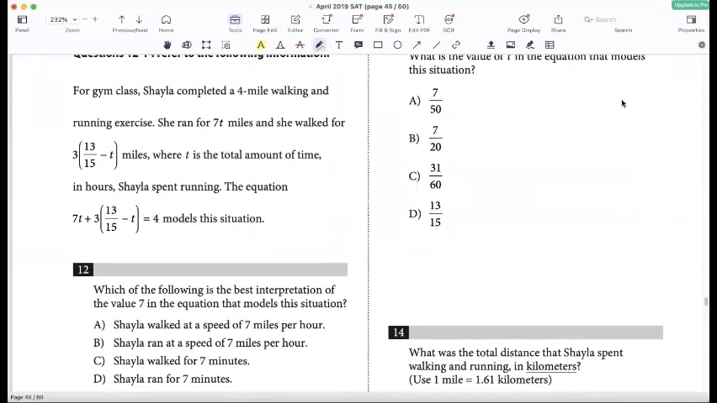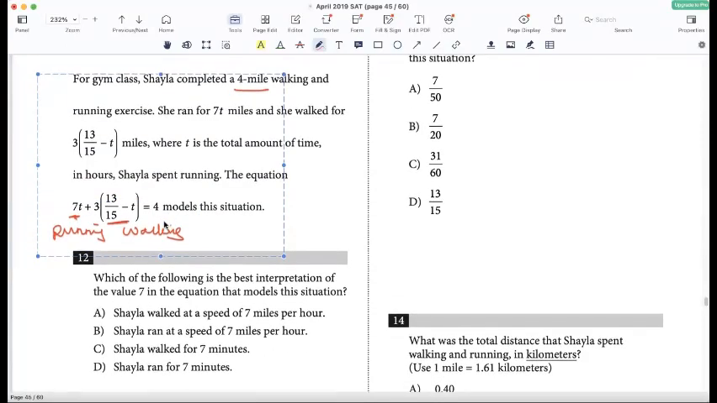Okay, question 12. For gym class, Shayla completed a 4-mile walking and running exercise. She ran for 7t miles and she walked for 3 times (13/5 minus t) miles, where t is the total amount of time in hours. The equation represents this situation. So this is her running and this is the walking part. And the total is 4 miles, so it equals 4.